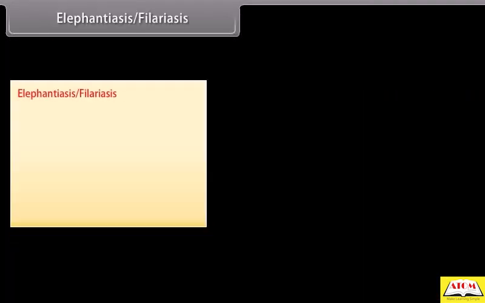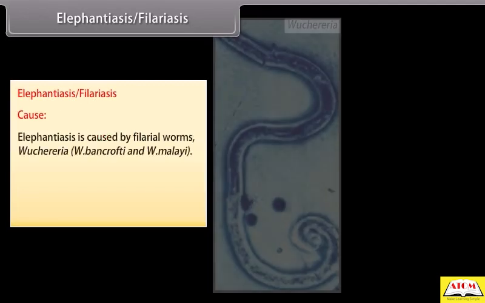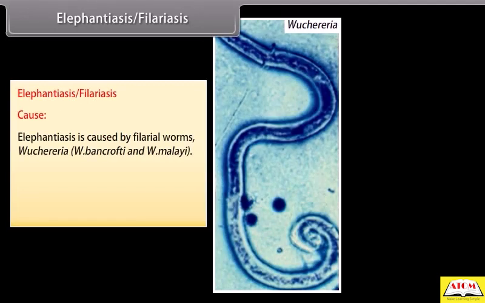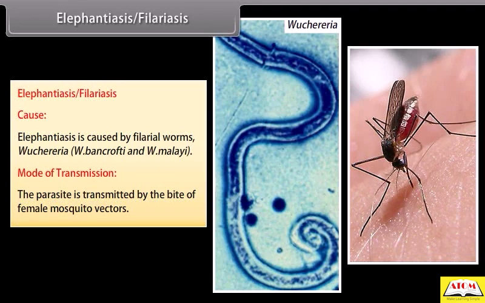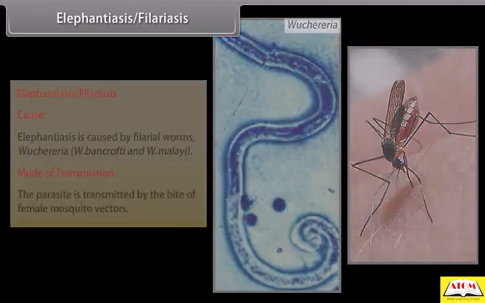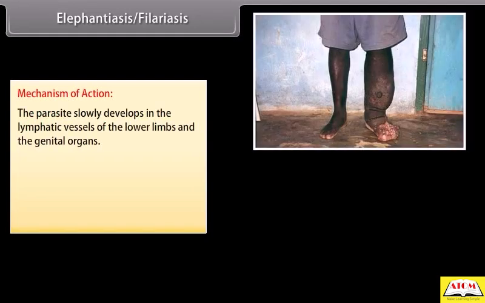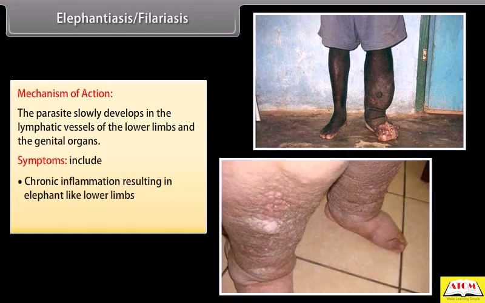Elephantiasis or filariasis. Cause. Elephantiasis is caused by filarial worms, Wuchereria bancrofti and W. malayi. Mode of transmission. The parasite is transmitted by the bite of female mosquito vectors. Mechanism of action. The parasite slowly develops in the lymphatic vessels of the lower limbs and the genital organs. Symptoms include chronic inflammation resulting in elephant-like lower limbs, and gross deformities of genital organs.